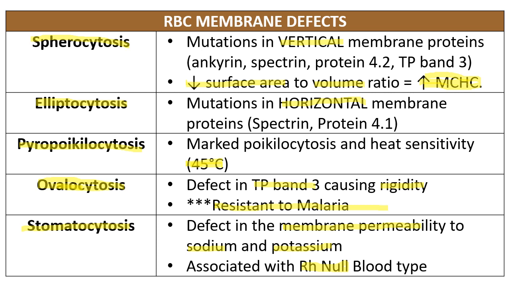So, kapag type O ka with Rh null, ano ang nomenclature doon? O negative. Okay? So, walang Rh antigen present sa iyong RBC membrane.